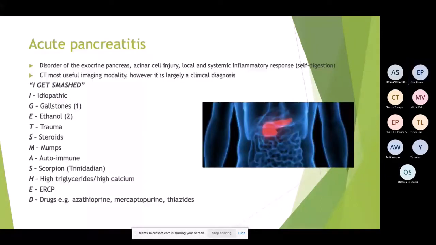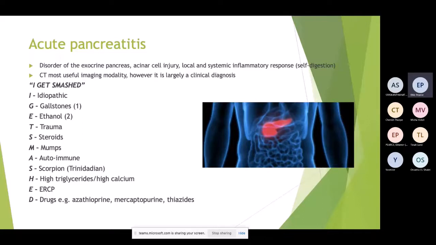So acute pancreatitis is a disorder of the exocrine pancreas. It's the release of pancreatic enzymes that are auto-digesting the pancreas itself, and it causes local and systemic inflammation. CT is the most useful imaging modality for pancreatitis. So yes, this lady may have gallstones, which would be good to get an ultrasound of. She may well end up having an ultrasound while she's in hospital, but CT is really going to tell you what's causing this pain.